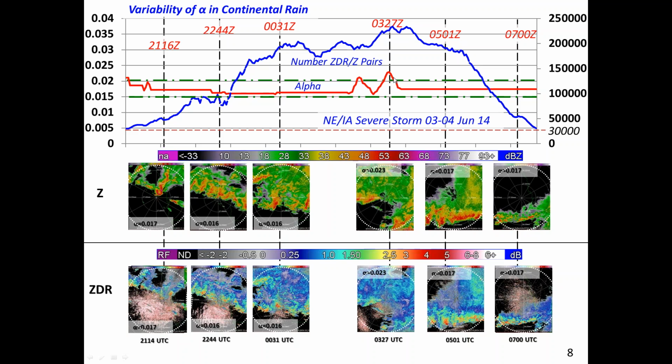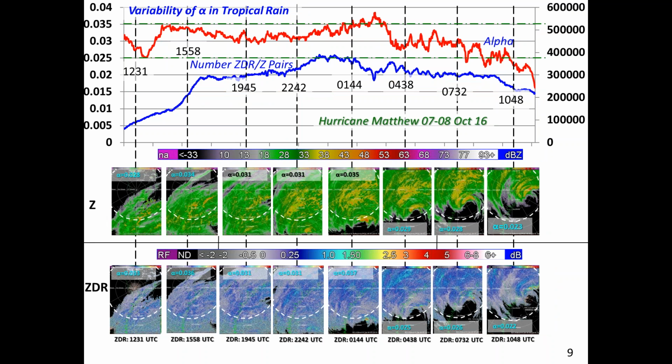Now what's interesting here is there are a couple of peaks, starting around 2-something Z, and these peaks happen to correspond to times where the coverage of stratiform rain actually shifted the distribution of ZDR, so that alpha actually had a little bit higher values at these times. So take a look at this. Alpha is pretty much confined between 0.015 and 0.02 for this severe storm case, and compare it to Hurricane Matthew.